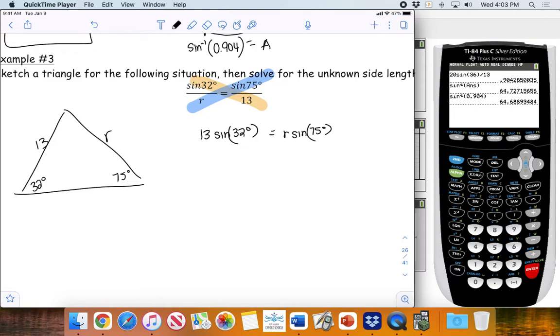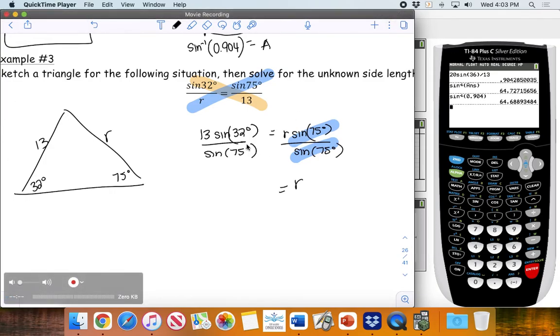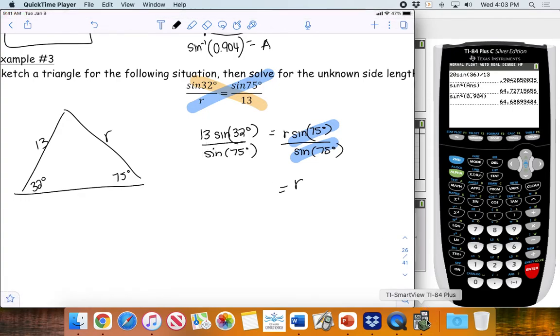Okay, we need to get R by itself. We always do the opposite to get R by itself. So by dividing both sides by sine 75 on both sides. So R needs to be alone. You get rid of that sine 75 by division on both sides. So divide, divide. So what that does is it leaves you with R by itself, and then we're going to put this whole thing, exactly how we see it, into our calculator to find R.